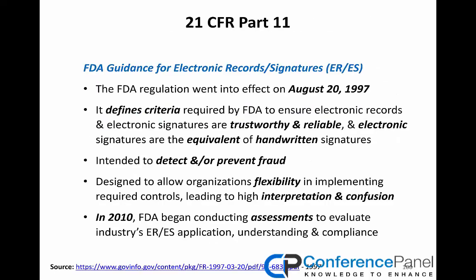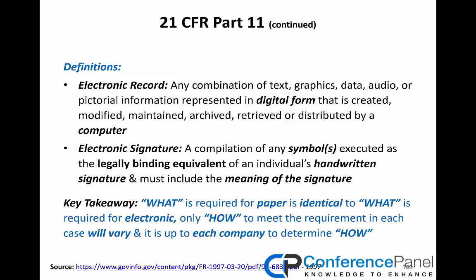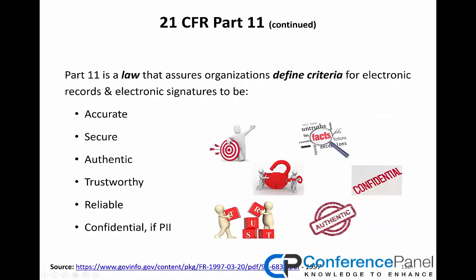Guidance for electronic records and signatures came out in 1997, and defines criteria as required by FDA to ensure that electronic records and electronic signatures are trustworthy and reliable, and that electronic signatures are the equivalent of handwritten signatures. So an electronic record is a combination of any graph, text, anything in digital form created or done using a computer. Now, Part 11 is a law, but it defines criteria for which electronic records and signatures have to be accurate, secure, authentic, trustworthy, reliable, and confidential if there is privacy data involved.